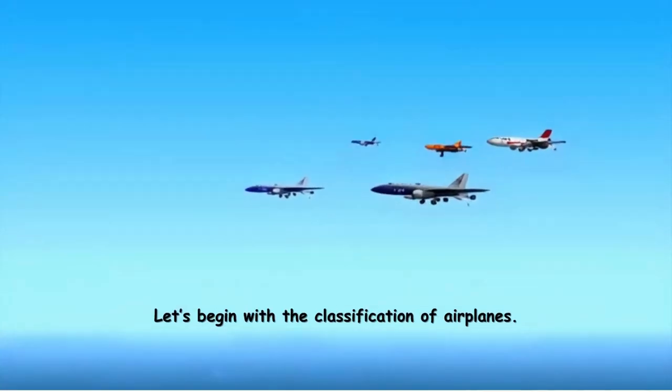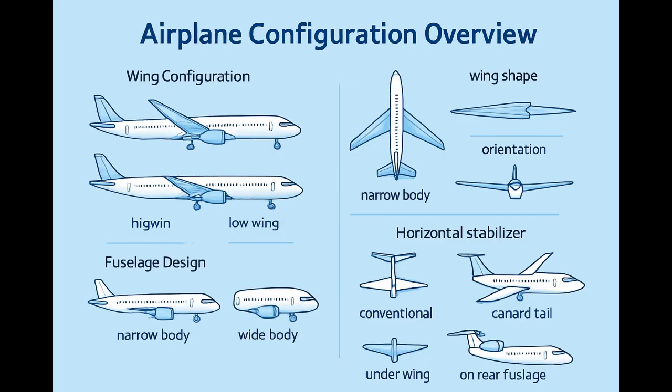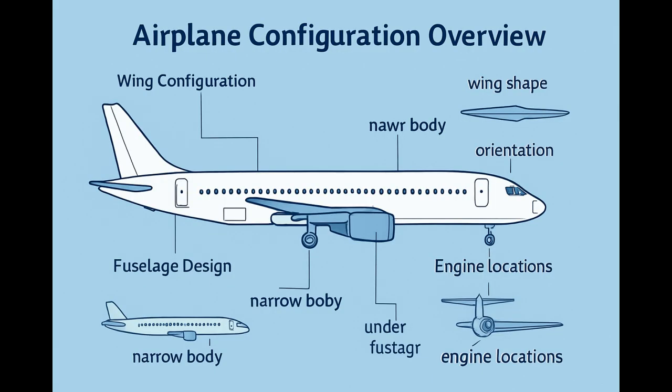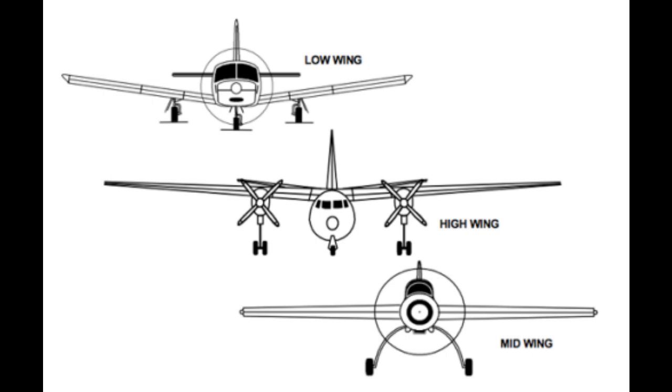Let's begin with the classification of airplanes. Aircraft aren't just designed randomly, every shape and feature is chosen for a reason. And the overall arrangement of these features is called the airplane's configuration. We'll look at four main aspects: the wing configuration, the fuselage design, the horizontal stabilizer setup, and the number and location of engines. First up, wings.